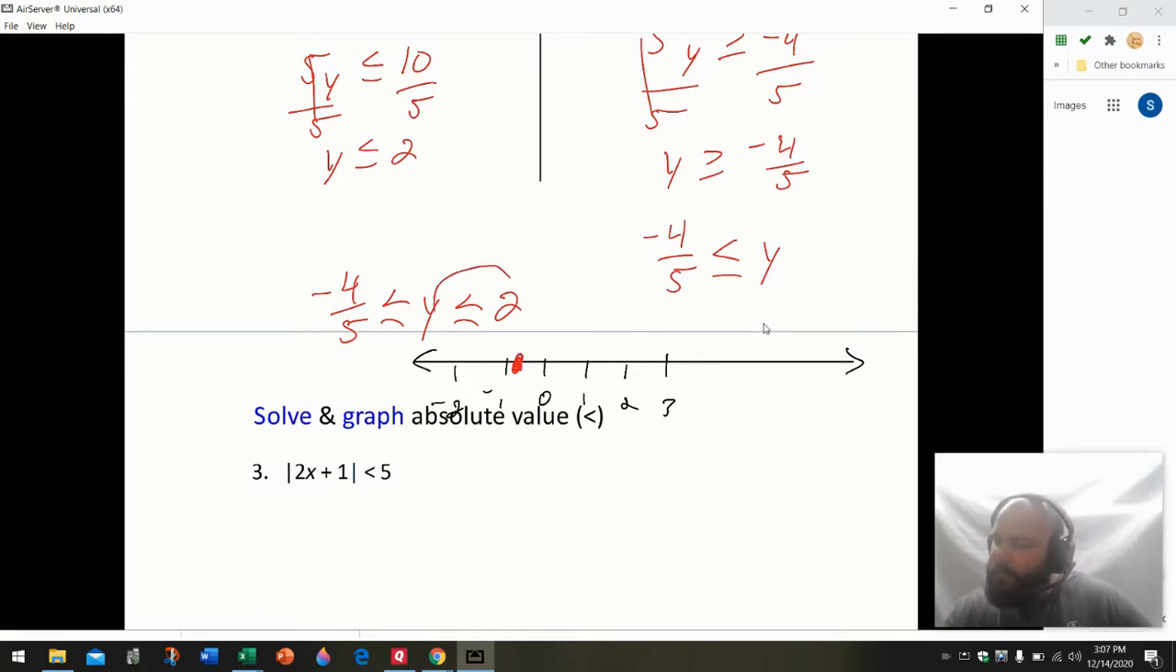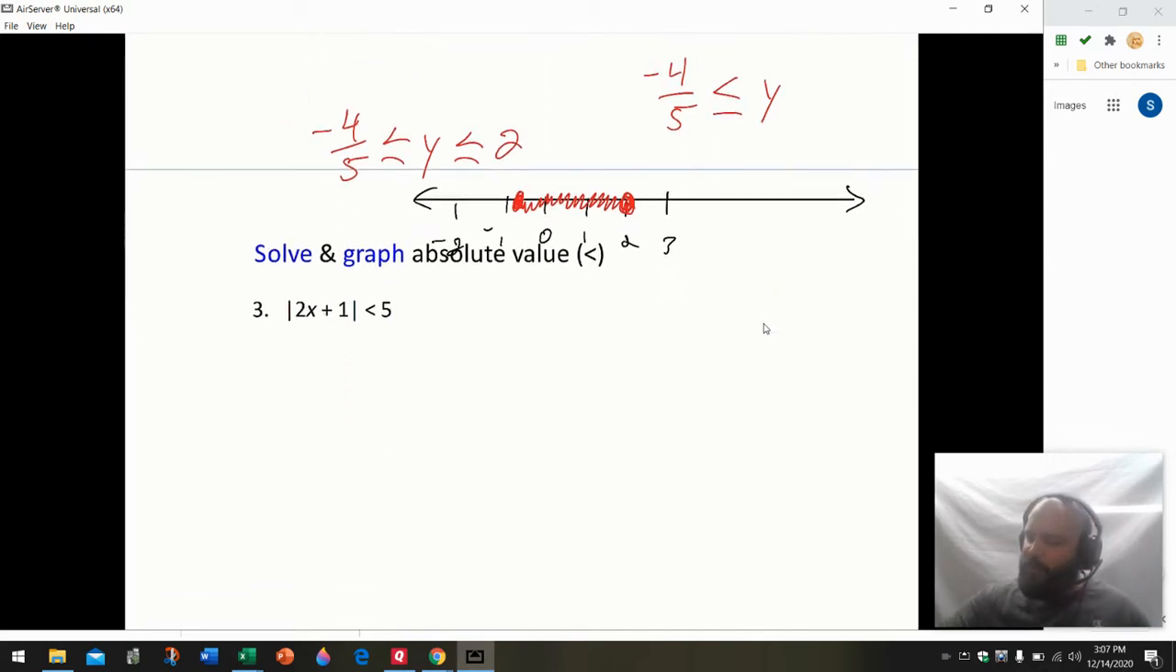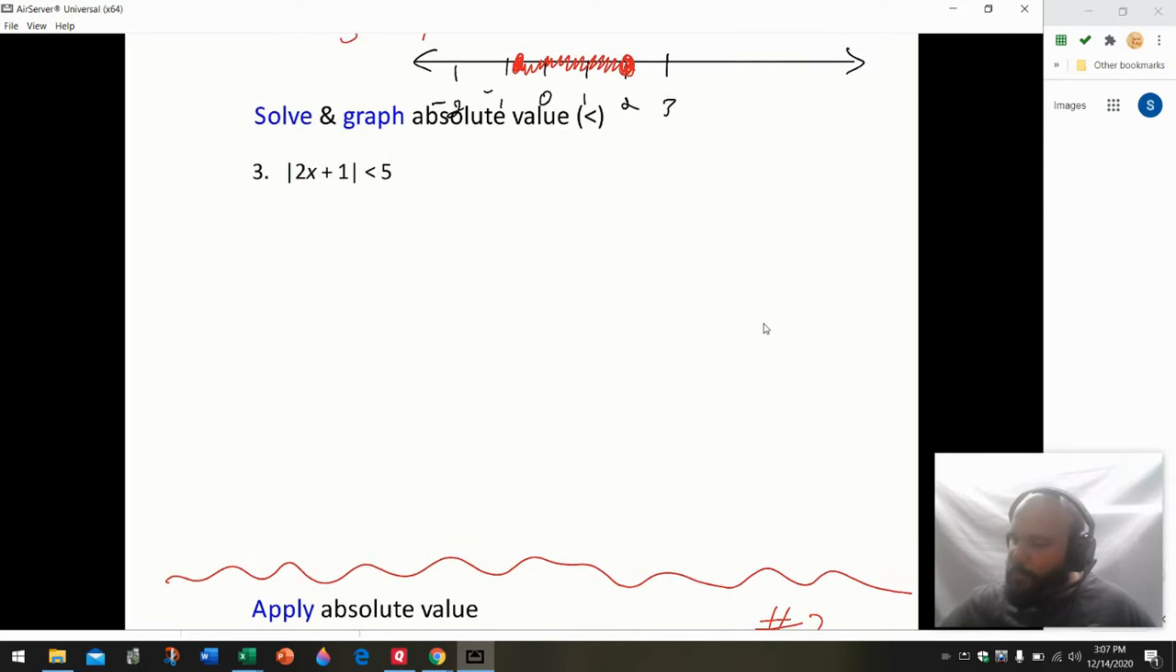Now the other number that we have is 2. And that number is less than or equal to. So that is also going to be a solid dot. And then we're going to shade in between, just like that. Okay? So hopefully this is making sense to you. We got one more to do.